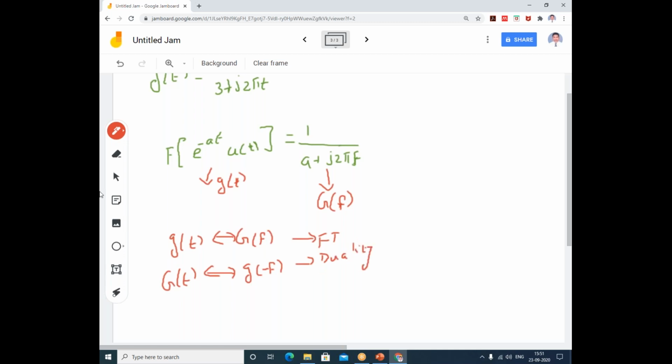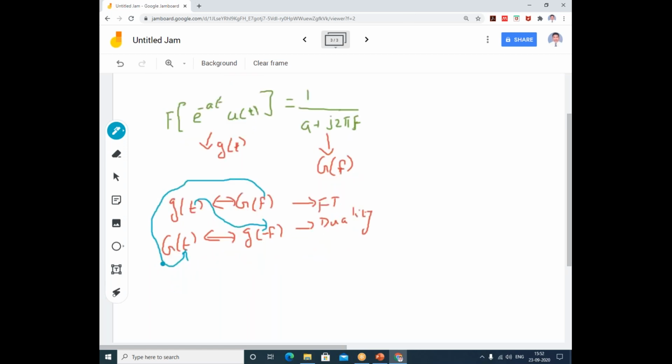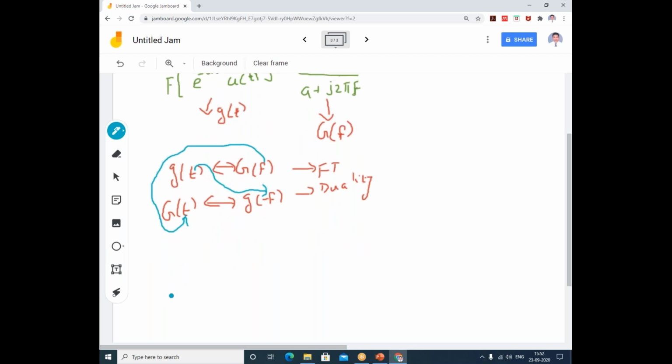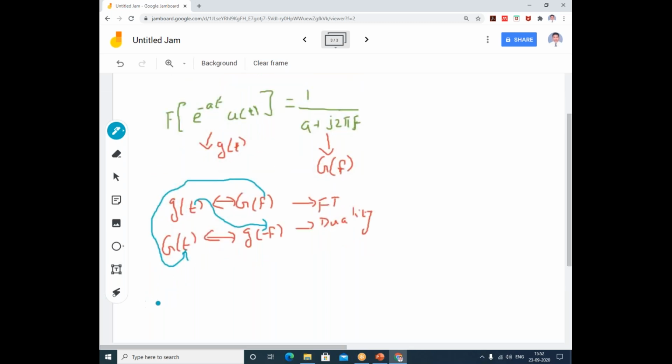So in duality, what will happen? The f which is there in capital G, you are replacing with t, and you are replacing this t with minus f. Please try to understand this. You should be very careful. You need to write the given problem. Your g of f is this. Now you have to write g of t. So when you replace f with t, that is my g of t.